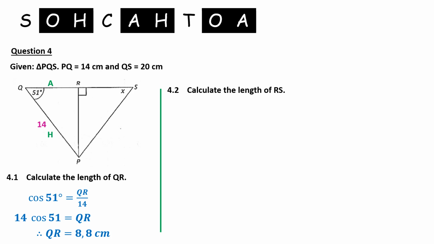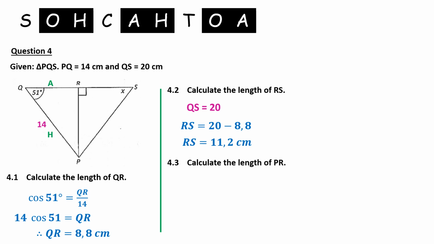4.2 asks us to calculate the length of RS. Okay, now RS is part of the triangle on the left-hand side. So let's just think about that. So if we want to calculate RS, we do know that QS is equal to 20. And I have just calculated that QR is equal to 8,8. So RS is going to be 20 minus 8,8. So it's equal to 11,2. So I didn't need to use any trigonometry because they told me the whole distance was 20. I'd already worked out part of that side. So I could just subtract to get the remaining part.